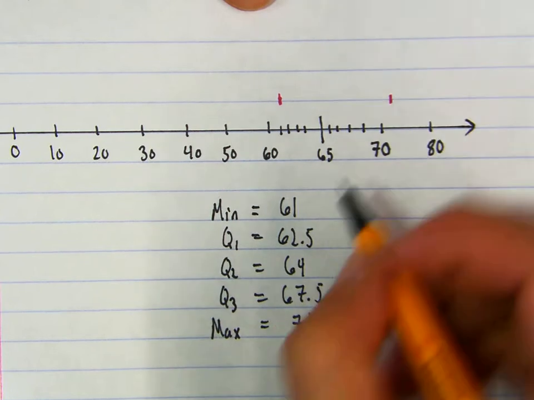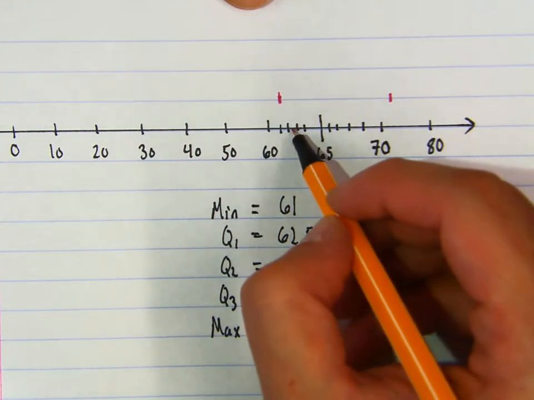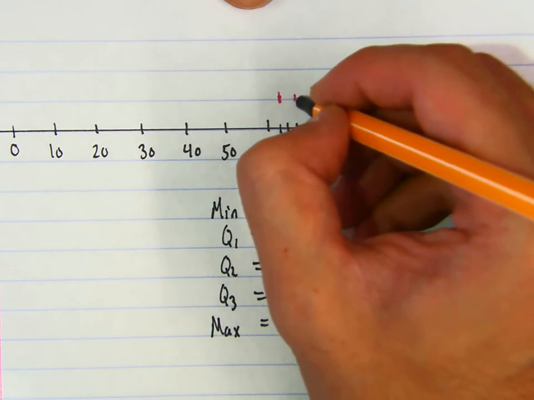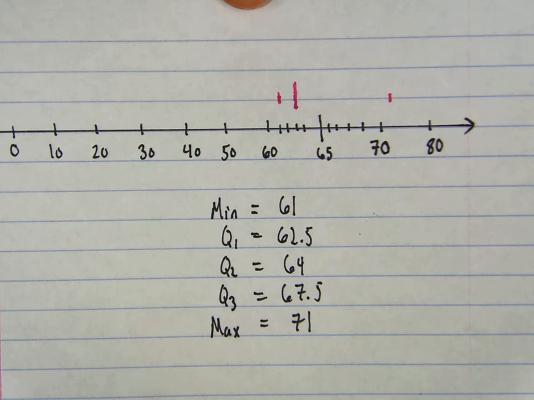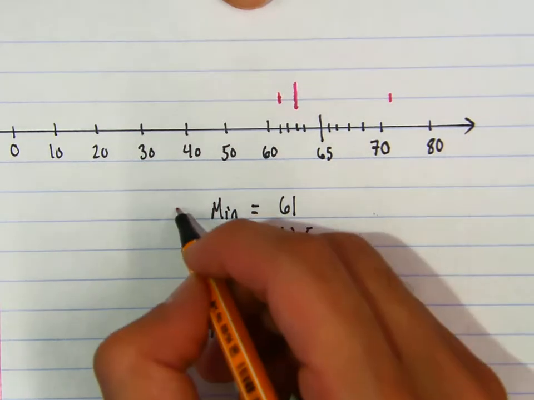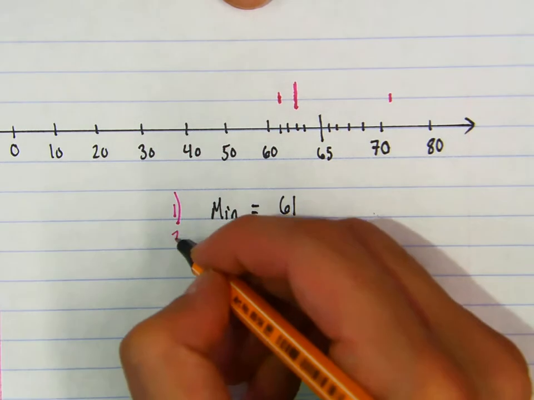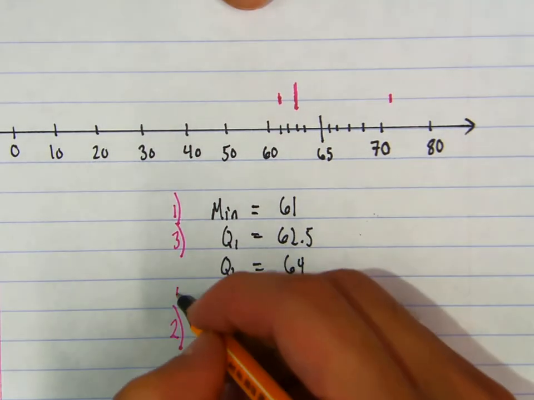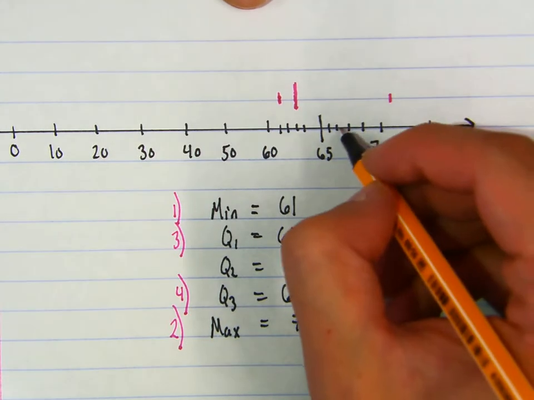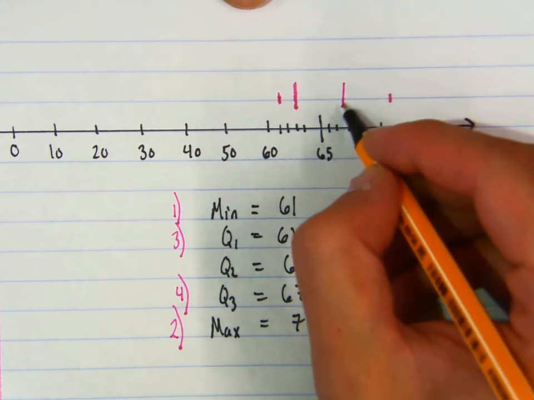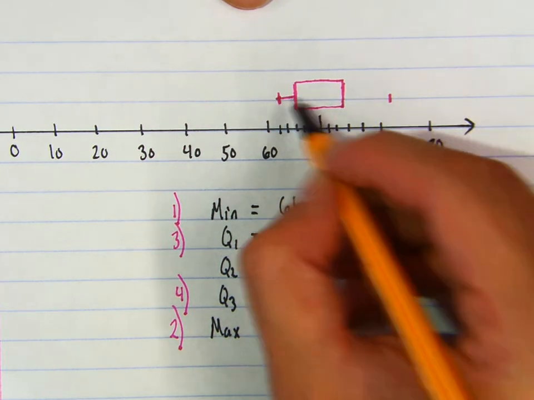Okay. Now, where's my Q1? My Q1 is 62.5, which is somewhere here. And I'm going to make it a little bit of a longer line. This is the first one we look at, this is the second, this is the third, and the fourth one we look at is here. Where is my Q3, 67.5? It's somewhere like here. And I'm going to make a box. And here is my whisker.